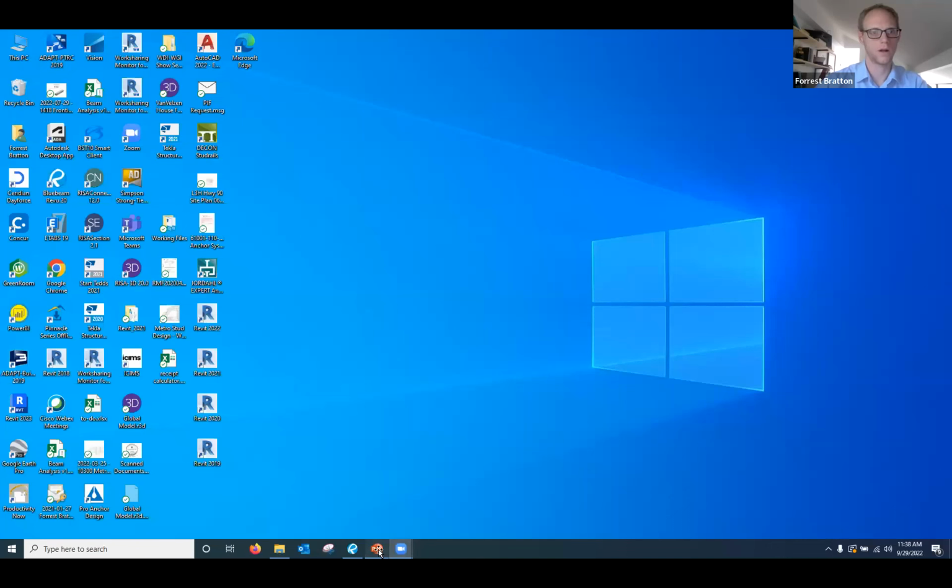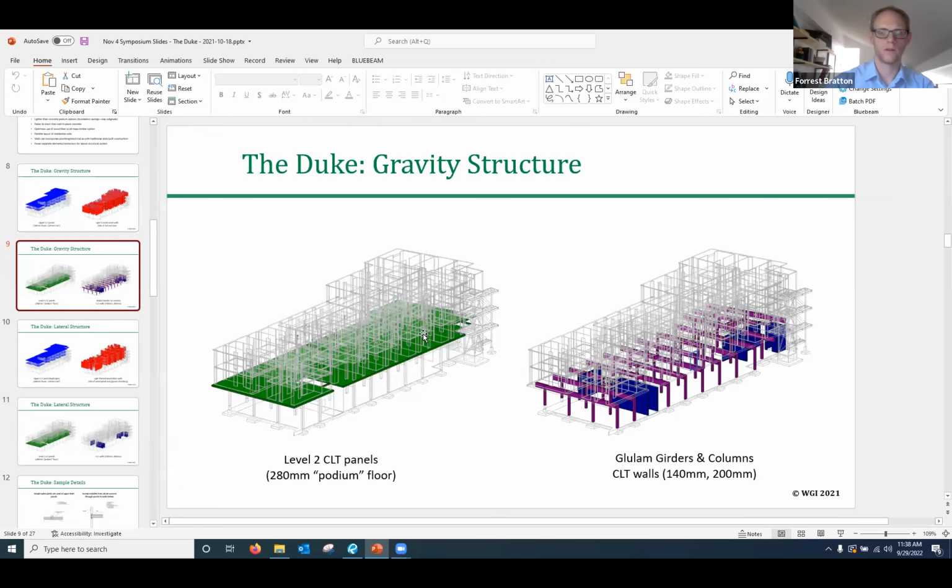Nope, there we are. So, on the lowest level, we had a series of glulam beams all running basically in the same direction. So the idea was they could, for that retail space on the ground floor, ductwork can run in between the large girders.